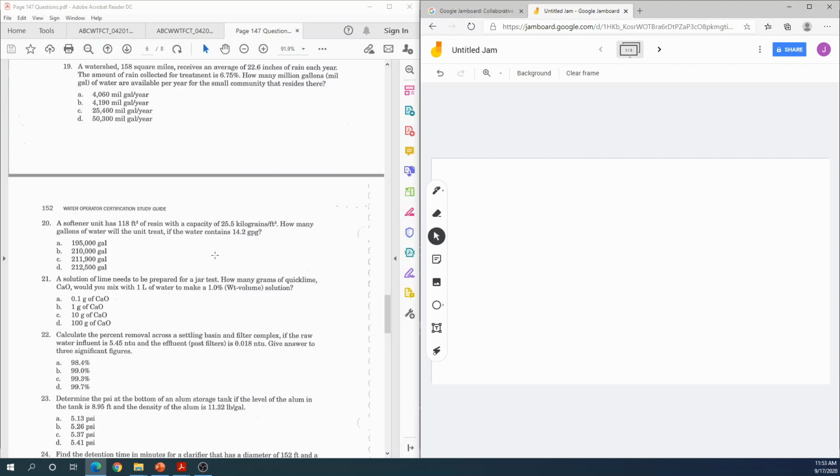So let's start off then with how much we can actually treat. So we know we have 118 cubic feet of resin with a capacity of 25.5 kilograms per cubic foot. So that's going to give us how much grains we can actually treat. So we've got 118 cubic feet of resin. And the capacity of that resin is 25.5 kilograms per cubic foot.